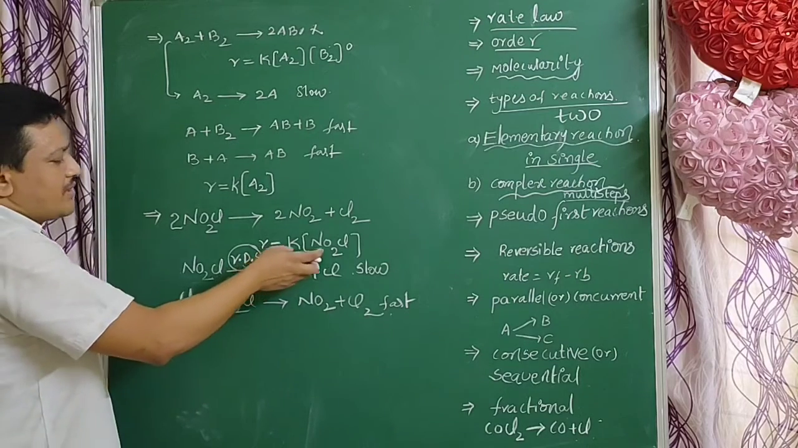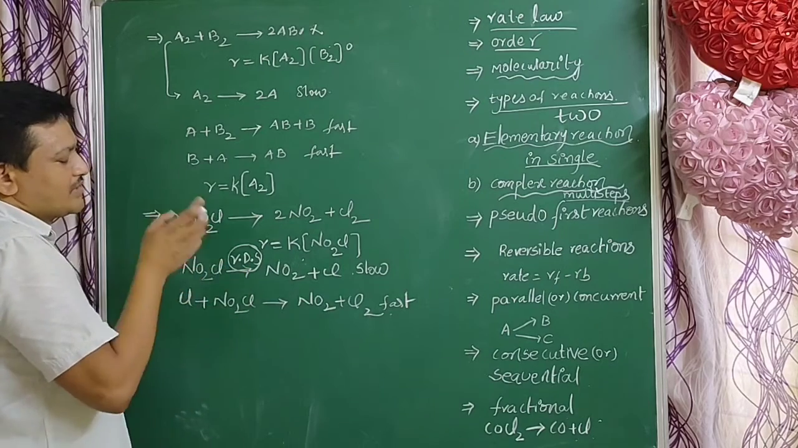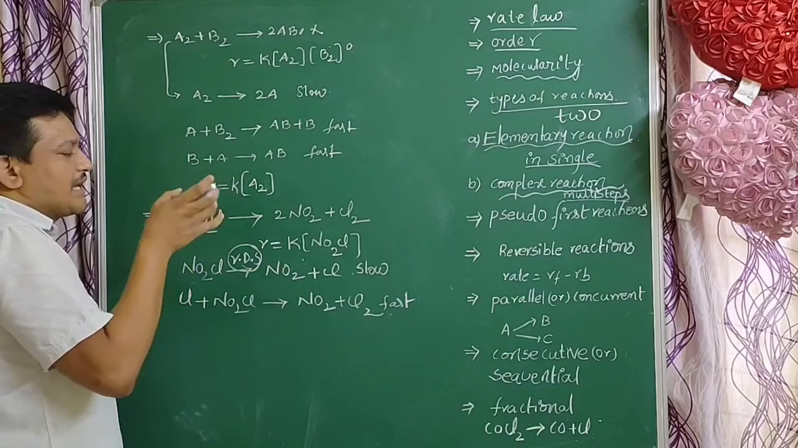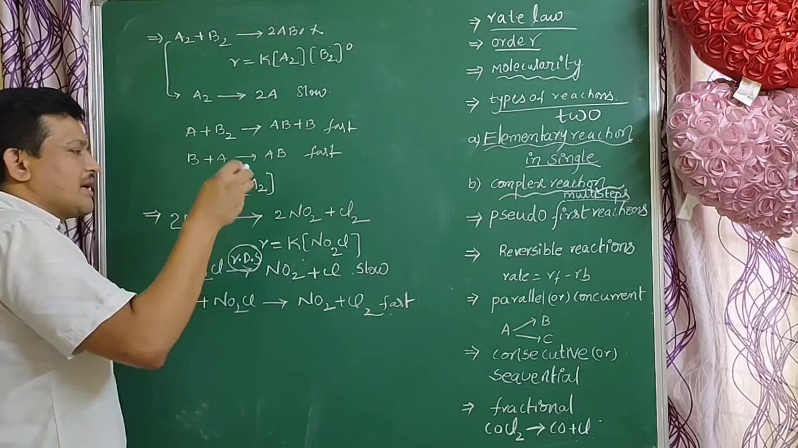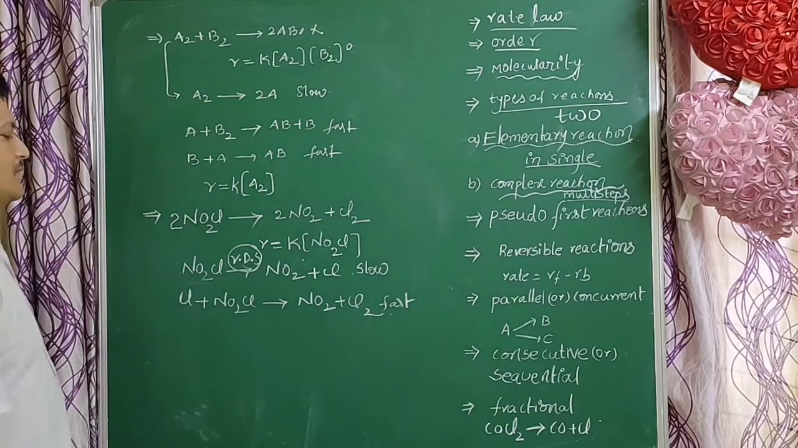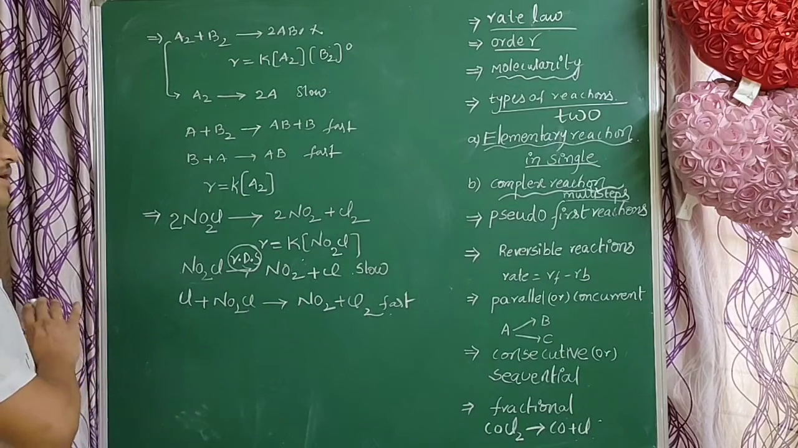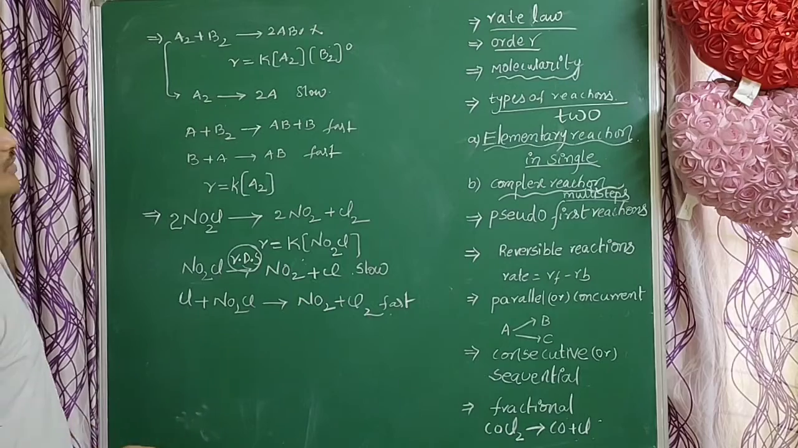So based on the rate equation, how to explain the mechanism of the reactions? The reactants present in the rate equation should be present in the slow step, not other reactants. One more example I will explain.